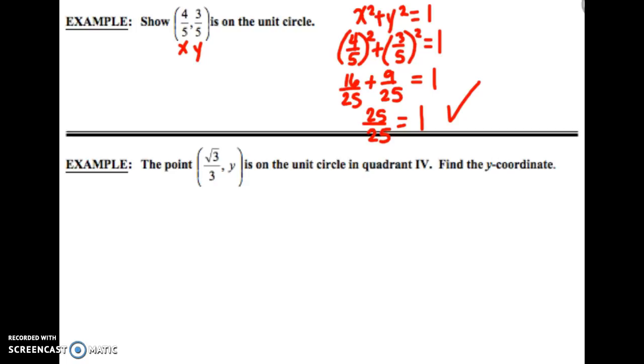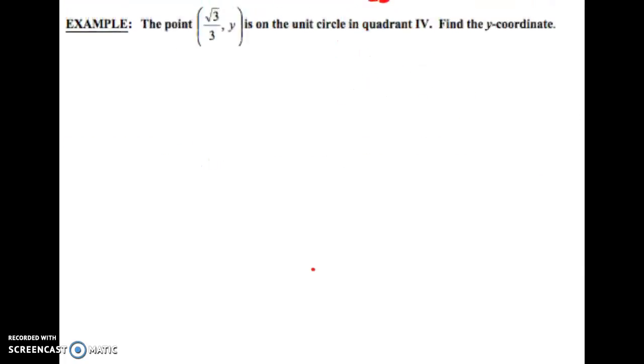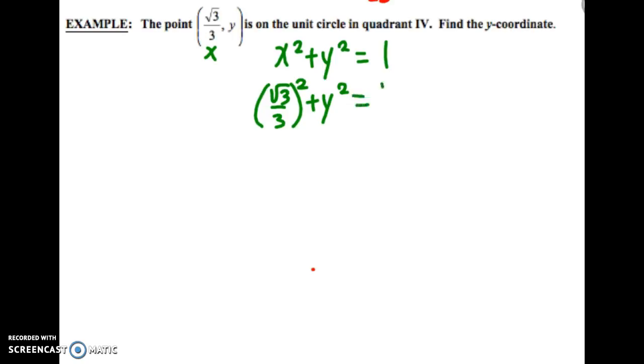My second example is a little bit different. They're giving me an ordered pair, but this time I only know the x value of my ordered pair, and the y value is missing. So what I want to do is start again with my equation for the unit circle. x squared plus y squared equals 1. I know my x value, so I can go ahead and plug that in. Square root of 3 over 3 squared plus y squared equals 1. And then I'm going to solve for y.